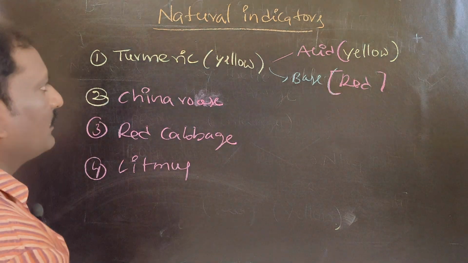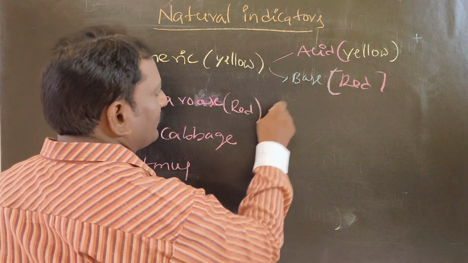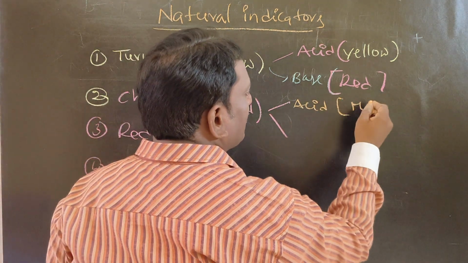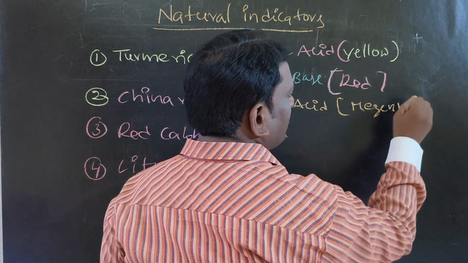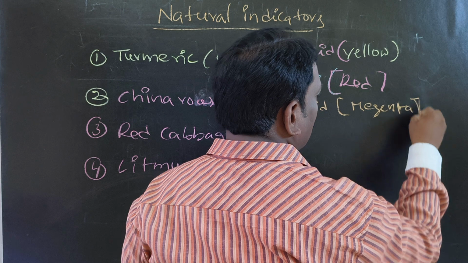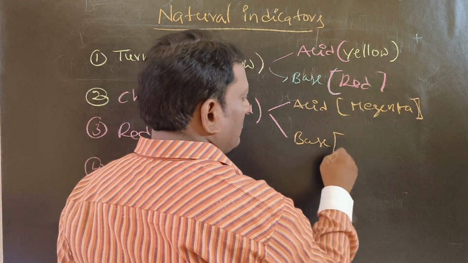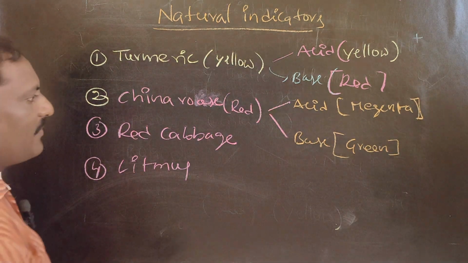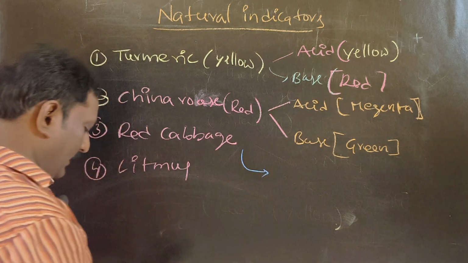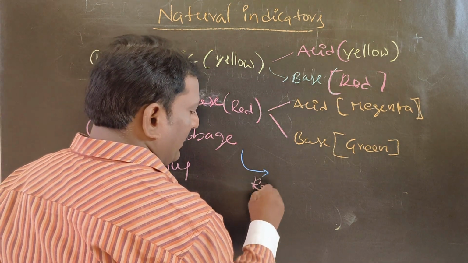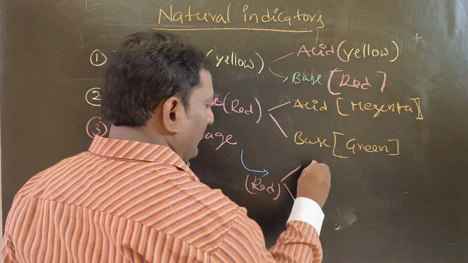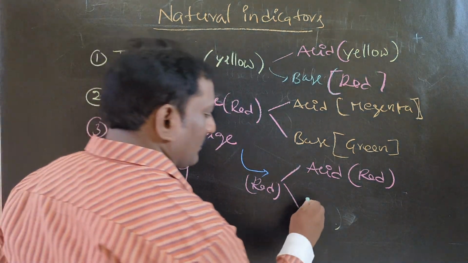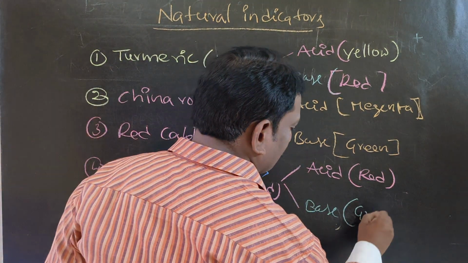Next one, China rose. China rose indicator itself is red in color. In the presence of acid, it gives magenta color. Magenta means purple. In base, it gives green color. Next one, red cabbage indicator. Its natural color is red. In acid it remains unchanged, that means red color. In base it turns into green color.